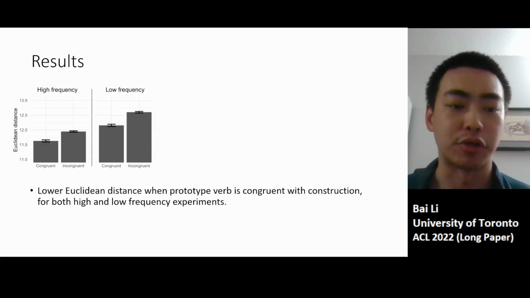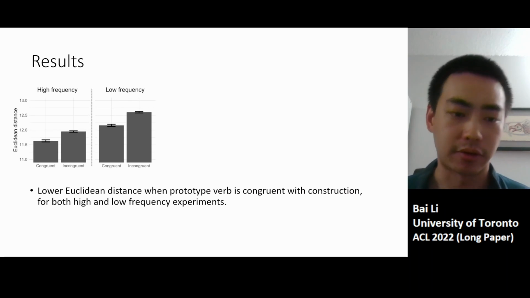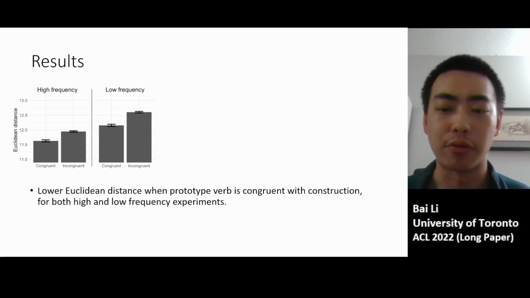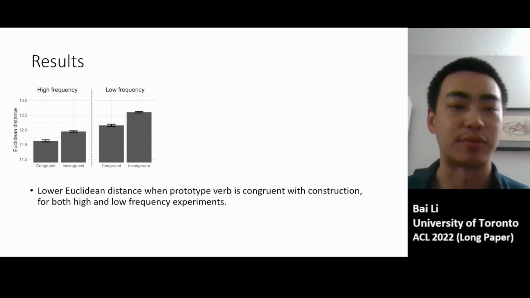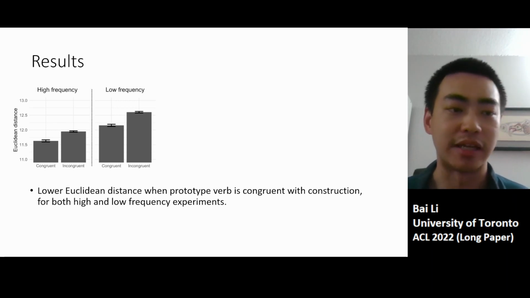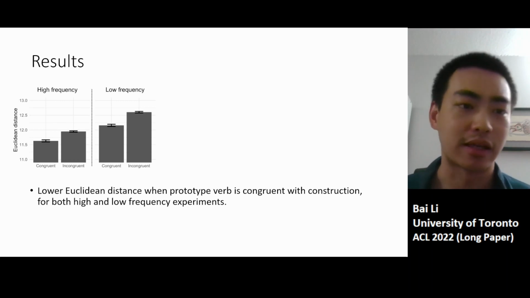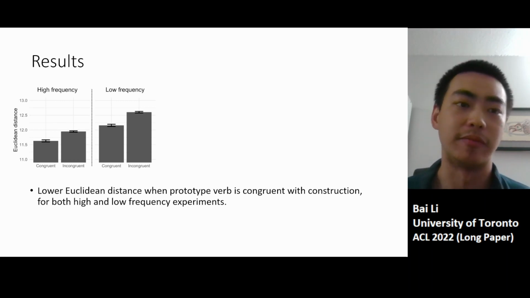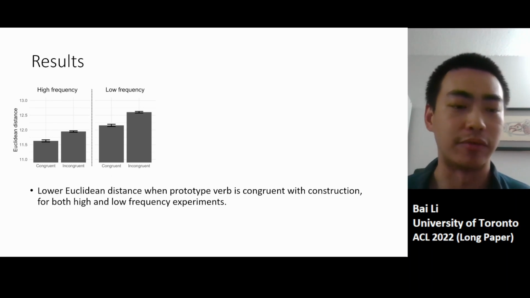And here are the results. So first, we find that there is lower Euclidean distance when the prototype verb is congruent with the construction, and this is true for both the high and low frequency experiments. So this means that when the verb is congruent, then it is closer to the verb in a sentence than when the verb is incongruent.